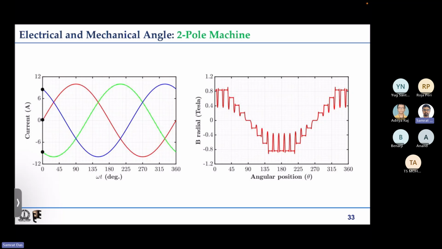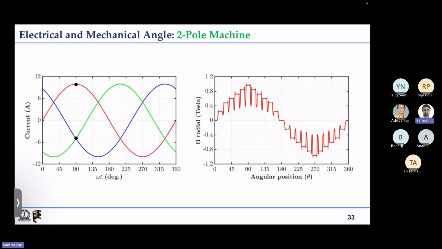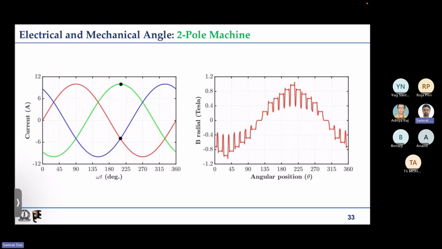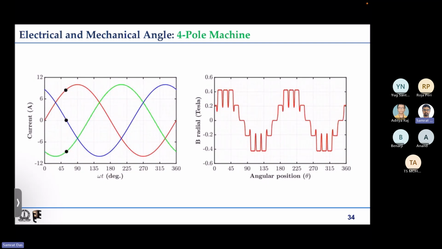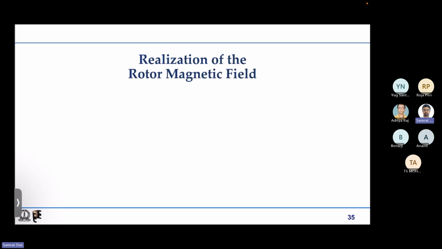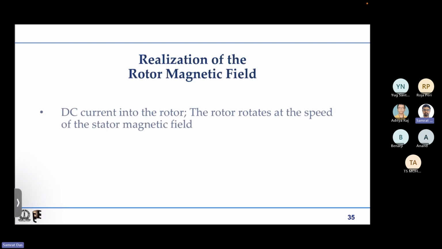We also understood electrical and mechanical angles by looking at time progression in the currents, and how the spatial magnetic field basically traverses along the air gap. So we looked at that. Then we came to the realization of the rotor magnetic field.